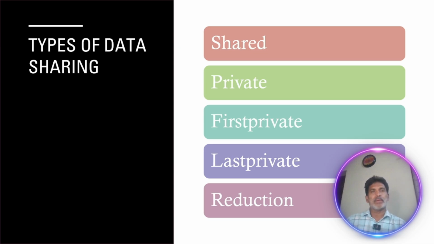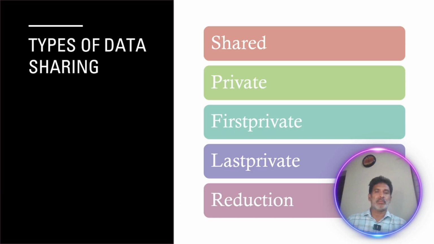Now let us look one by one in detail at the types of data environment in OpenMP. The first one is shared. This shared variable is accessible by all the threads. All threads read and write the same memory locations. It needs synchronization to avoid the conflicts that we already understood in the previous lecture. The next one is private. Each thread gets its own independent copy of the variable, so changes made by one thread do not affect others. This is mainly used to prevent race conditions.